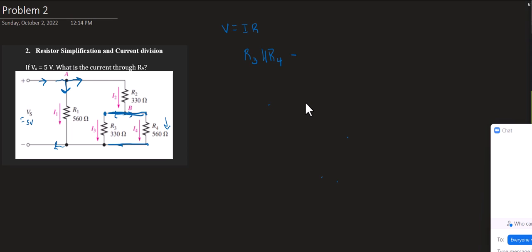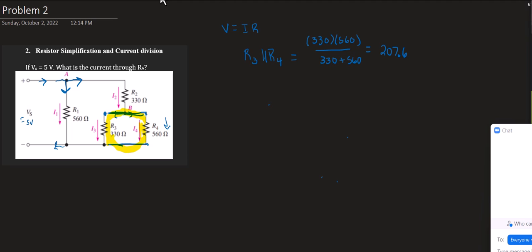So R3 parallel R4, we have our shortcut for doing parallel resistors, and that's product over sum. So that would be 330 times 560 over 330 plus 560, which I get to be 207.6. So now we have found the equivalent resistance of R3 and R4.